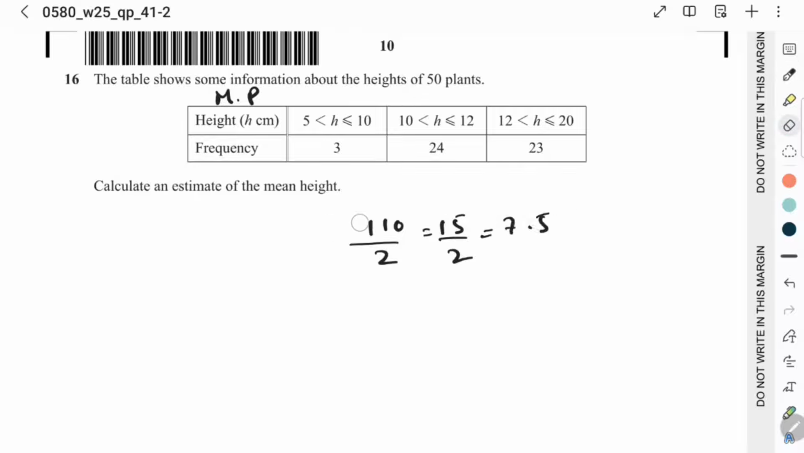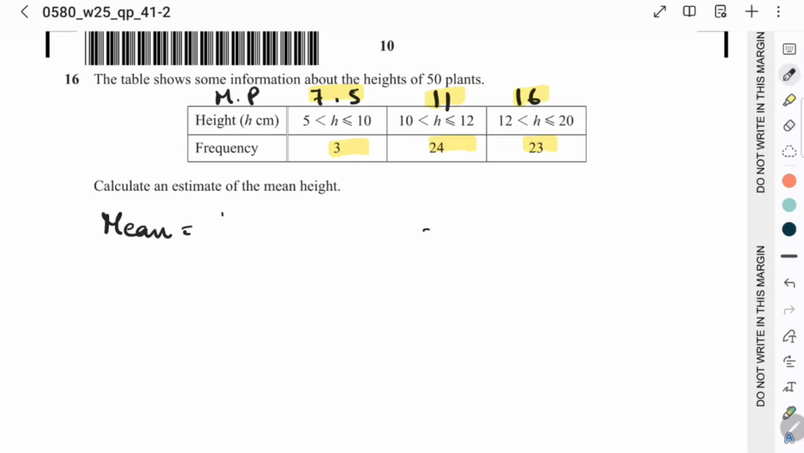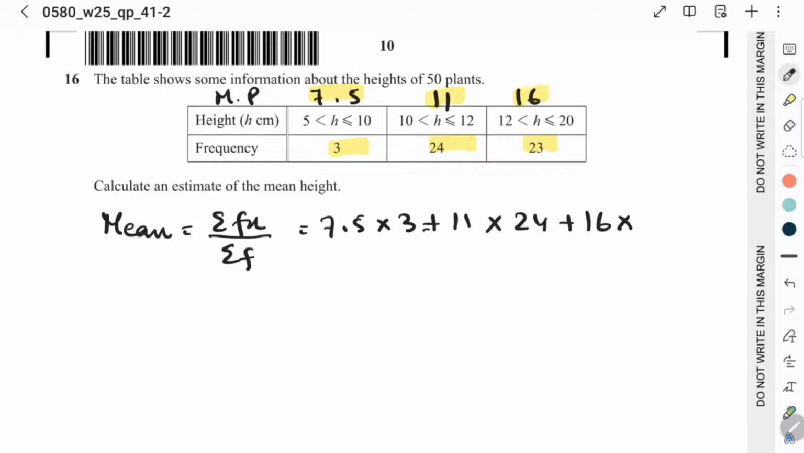Okay, so what do? You just take your calculator and get all the midpoints. This is 7.5. 10 and 12 in between is 11. 12 plus 20 upon 2 is 16. They are the midpoints. So this is your fx, multiplied, add together. So mean is equal to sum of fx divided by sum of f. Means 7.5 into 3 plus 11 into 24 plus 16 into 23, and divide by the total number, which is 50 plants.